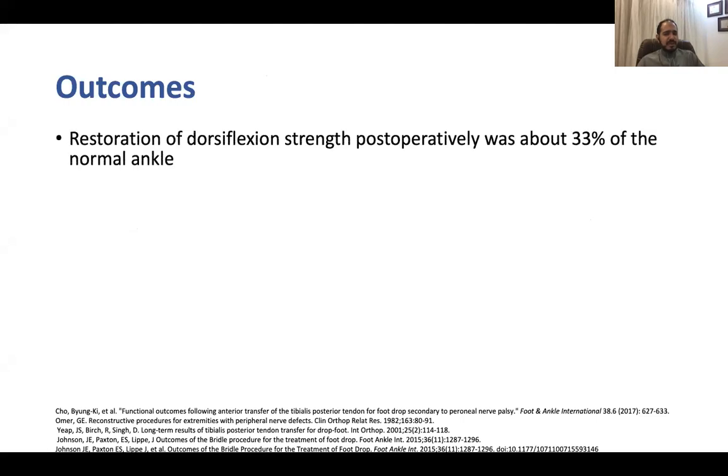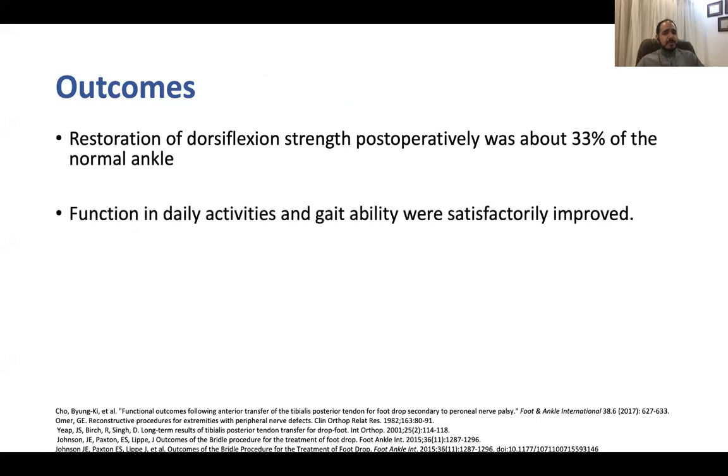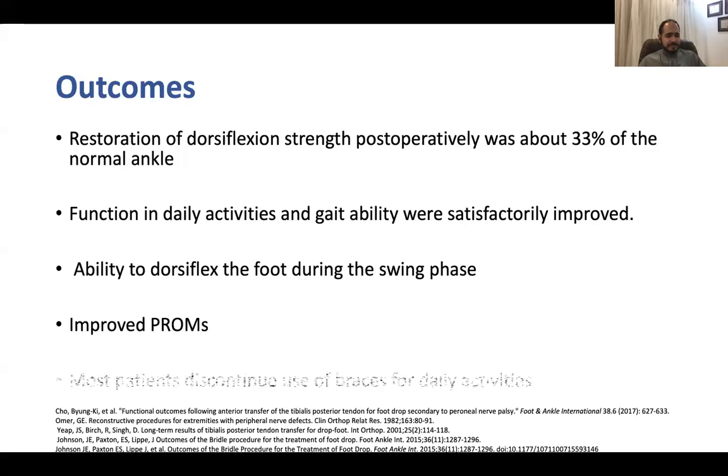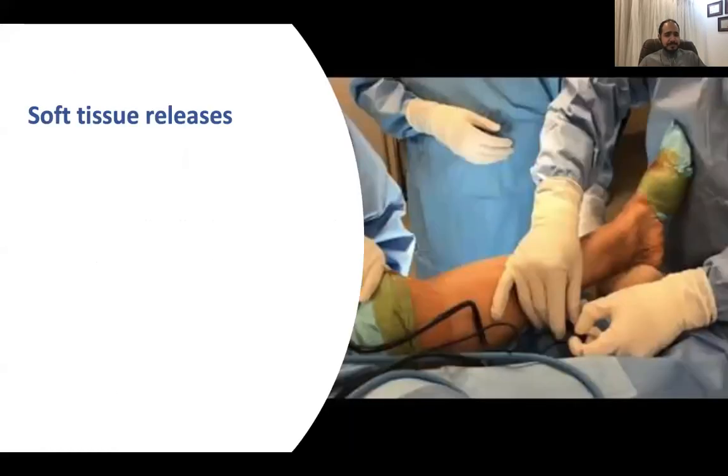As for outcomes so far, a few studies in the literature show restoration of about 33% of normal ankle function. Most patients are able to perform daily activities with satisfactory improvement in gait. They have improved ability to dorsiflex the foot during the swing phase and improved patient-reported outcome measures. Most patients were able to discontinue using braces for daily activities. So these, in most cases, are life-changing for the patients.